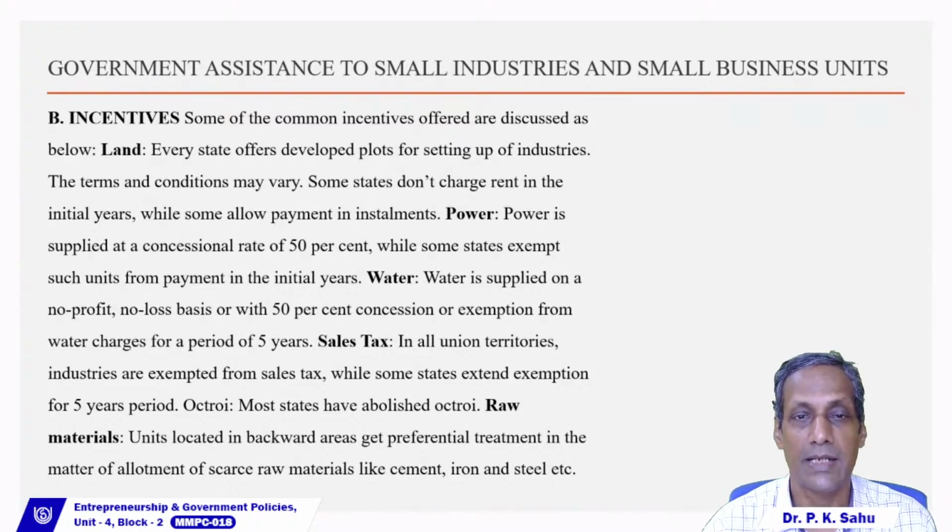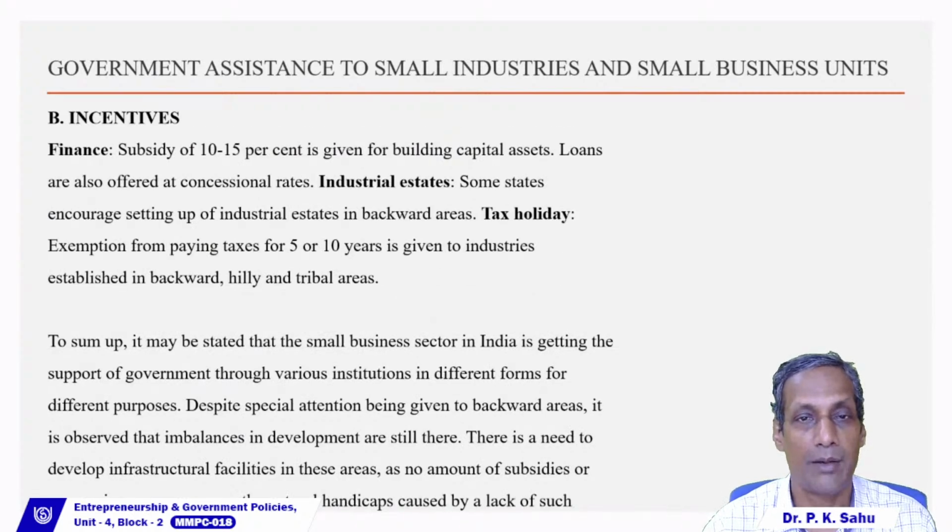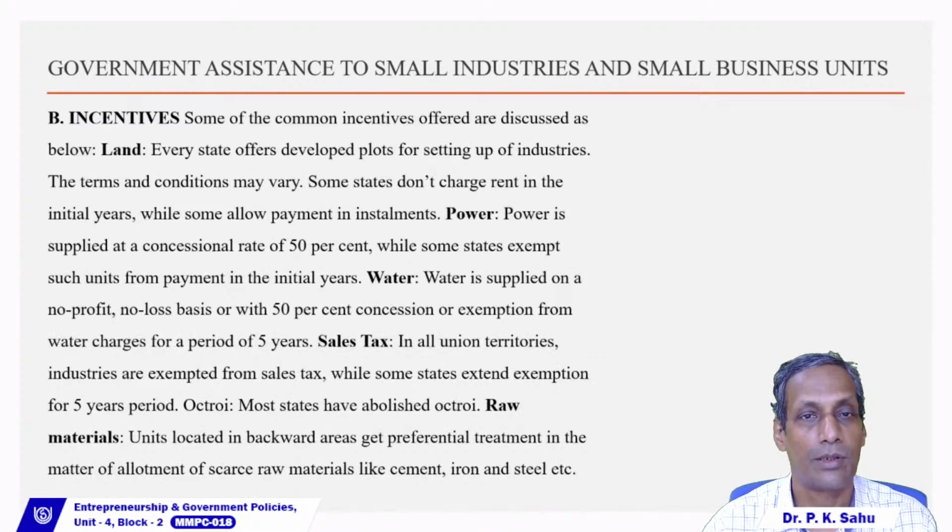One is land, second is power, third is water, fourth is sales tax, and fifth is raw materials. Apart from all this, the government also provides finance, industrial estates, and tax holidays. Now, every state offers developed plots for setting up industries. The terms and conditions may vary. Power is supplied at a concessional rate of 50%, while some states exempt such units from payment in the initial years.